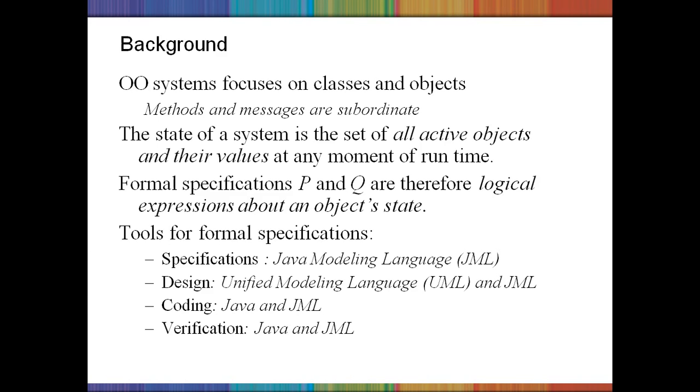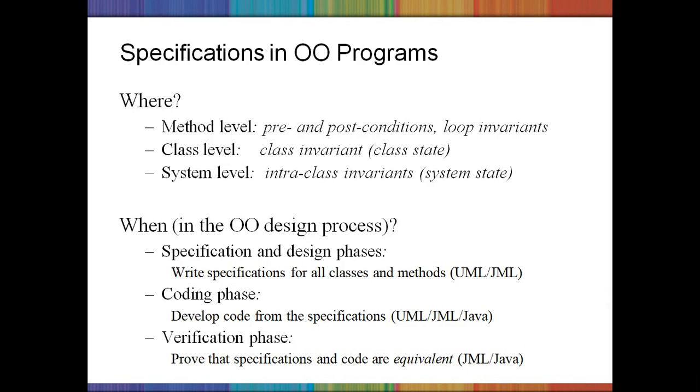Verification again will be done using JML and Java. Then in object orientation, how are these specifications mentioned? If you are using the specification at the method level, then you use pre and post conditions, loop invariants and conditional statements. If you are using it at class level, then class invariants are to be used. If it is at the system level, then intra-class invariants are to be used, which means the system state is to be modeled there. So when will this particular thing be done? That is in the object-oriented design process.